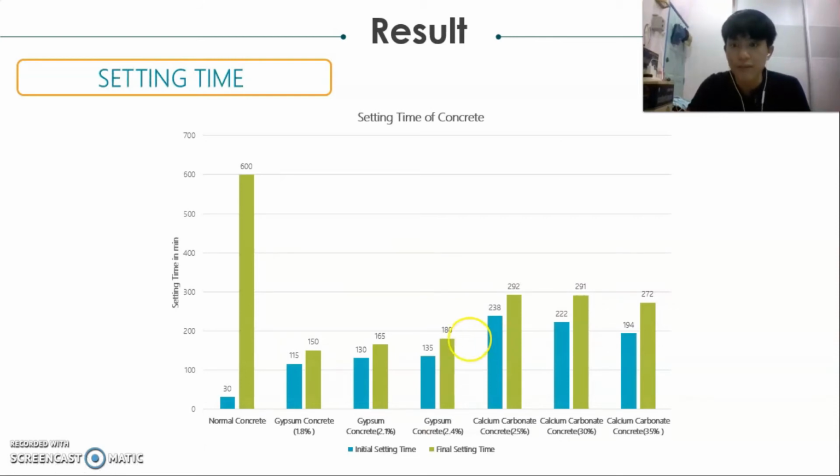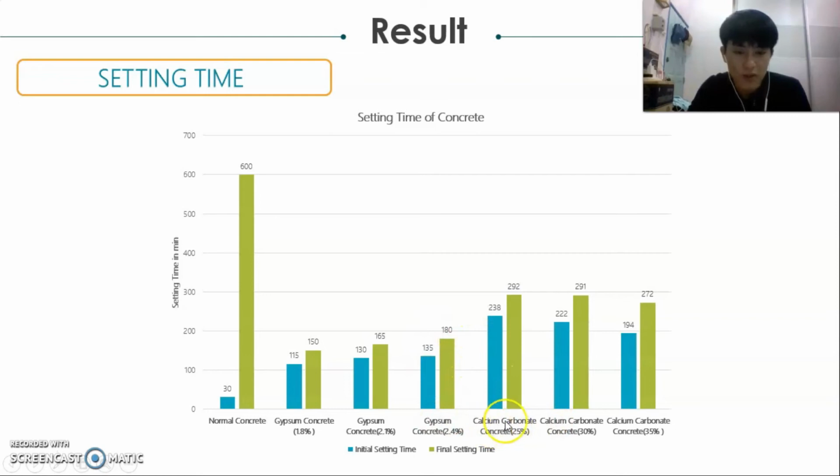Then we look at the setting time. The y-axis in the setting time represents the setting time in minutes, and we look at the normal concrete, which has 30 initial setting time and 600 final setting time, and the gypsum concrete with 1.8% has 115 initial setting time and 150 final setting time, and the gypsum concrete with 2.1% has 130 initial setting time and 165 final setting time. We move on to the next one. The gypsum concrete with 2.4% has 135 initial setting time and 180 final setting time.